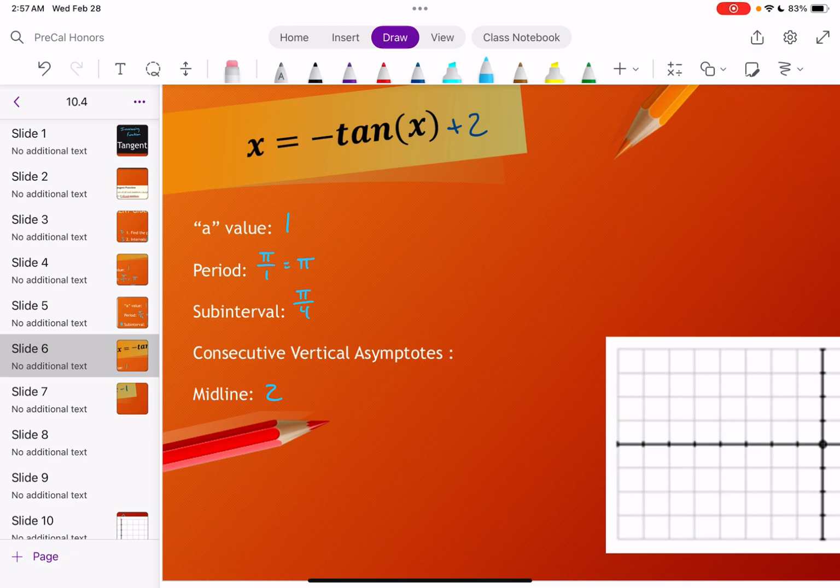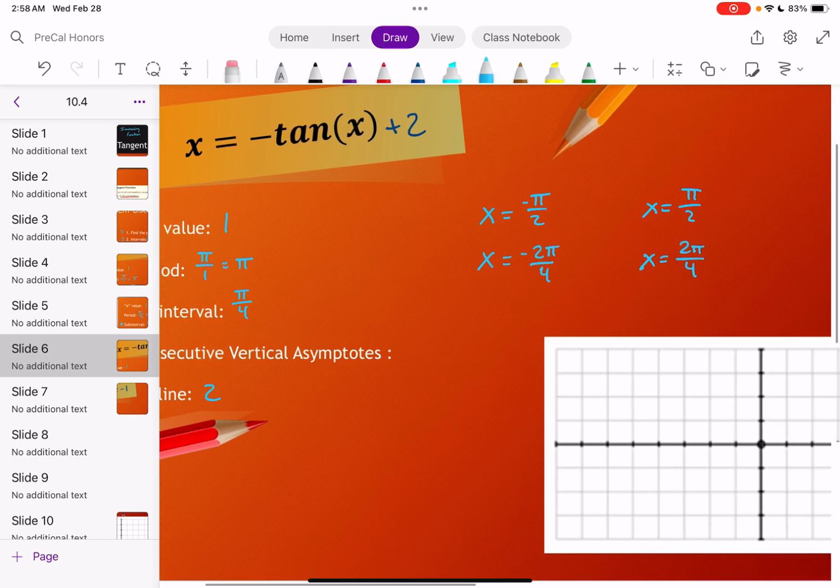We're going to go ahead and find the consecutive vertical asymptotes. So x is equal to negative pi over 2, and x is equal to pi over 2. Once again, our subinterval and our consecutive vertical asymptotes should have the same denominator. In this case, 2 and 4. We're going to go ahead and rewrite this as x is equal to negative 2 pi over 4 and 2 pi over 4.